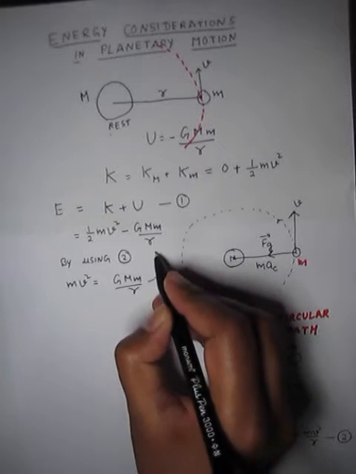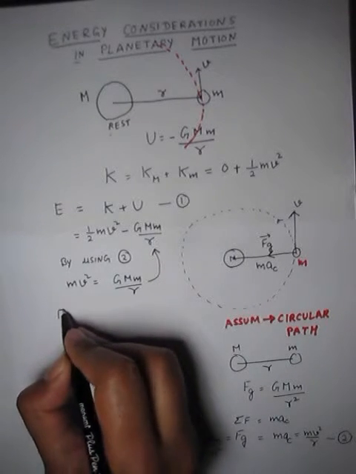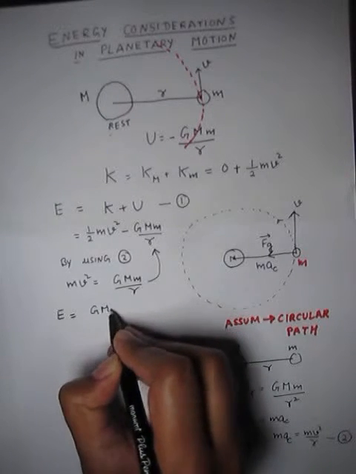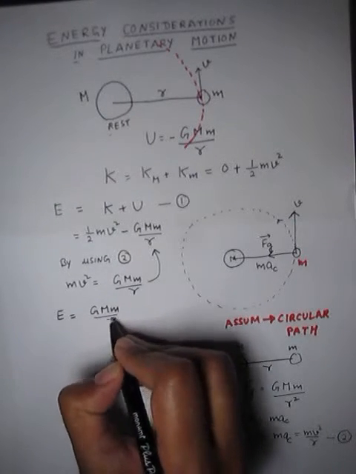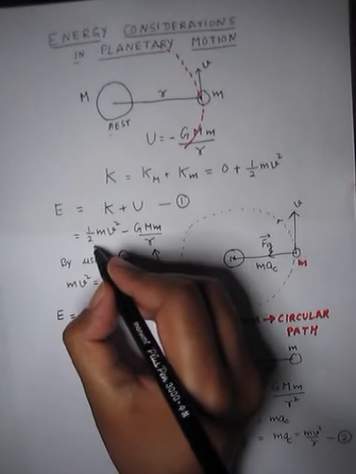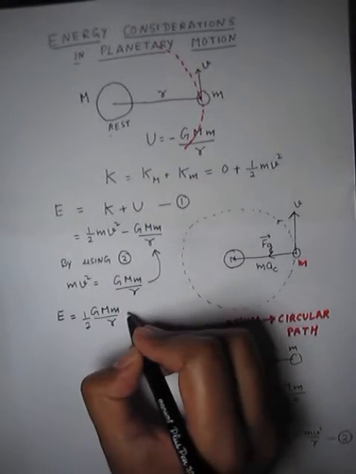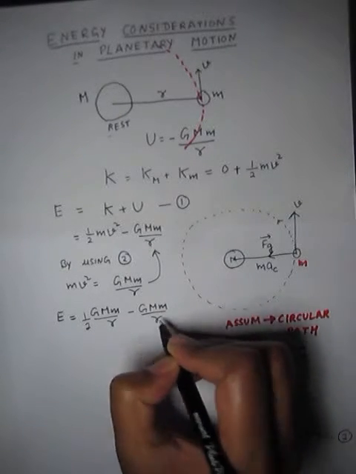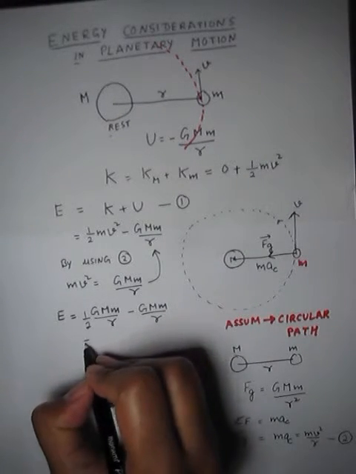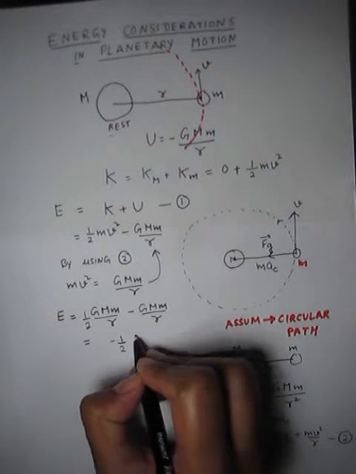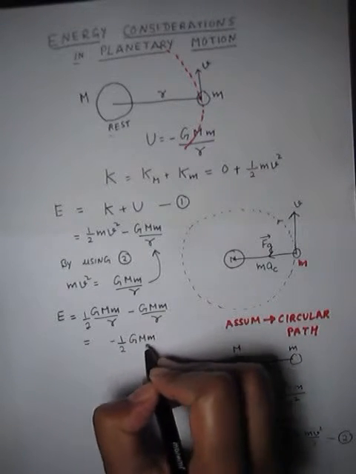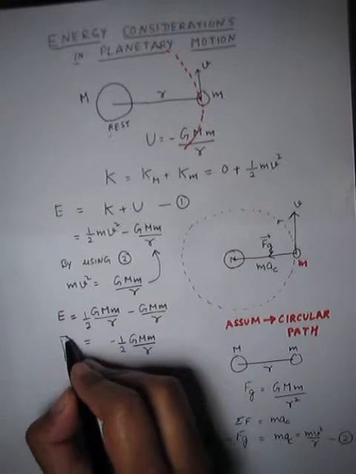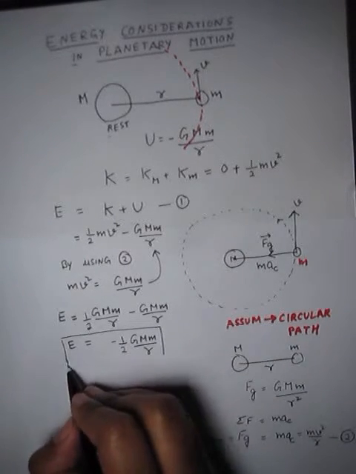So just put this value in this equation, and therefore the total energy of the system will be capital G capital M small m upon r times 1 upon 2, because we have this 1 upon 2 factor, minus capital G capital M small m upon r. So this will give you minus 1 upon 2 capital G capital M small m upon r. This will be the total energy of a system when we are talking about a planetary motion.